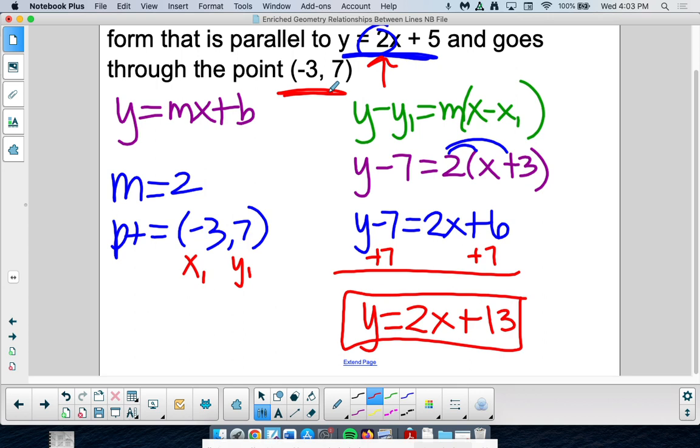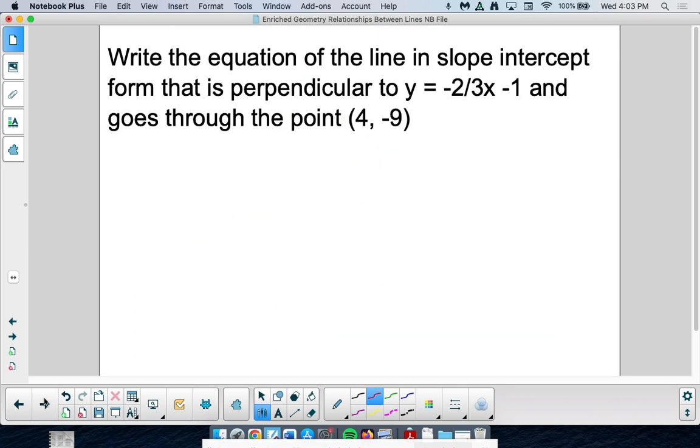Okay, one more similar to that. Same kind of process, but you want to write the equation of a line in slope-intercept form that's perpendicular to this line and goes through the point 4, negative 9. So our slope, I want to be perpendicular to negative 2 over 3. I'm going to make it 3 over 2. And we're going through the point 4, negative 9.